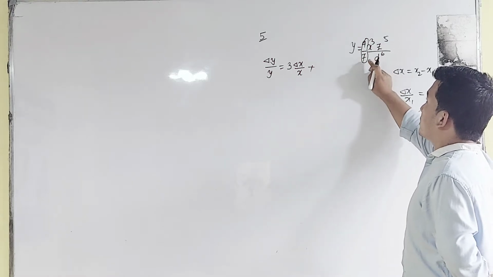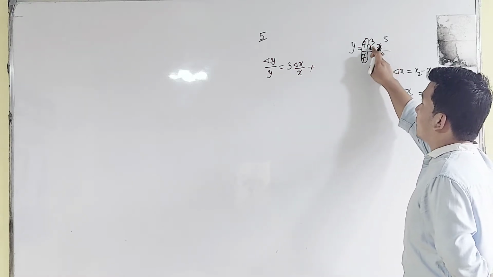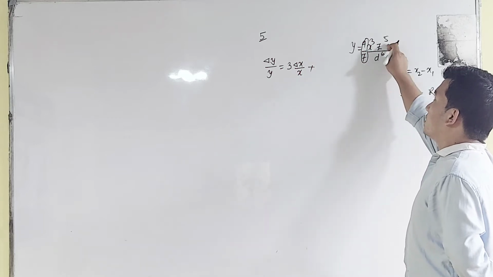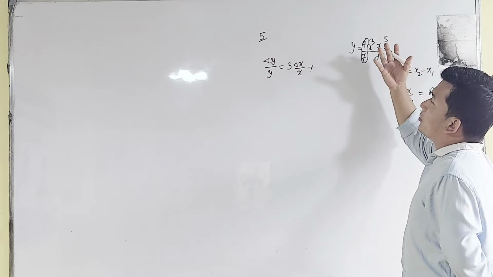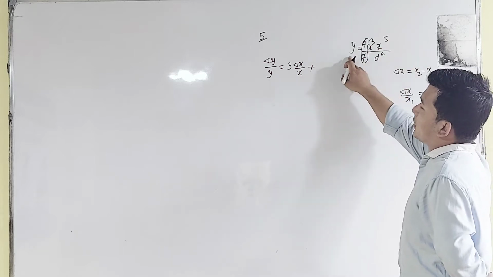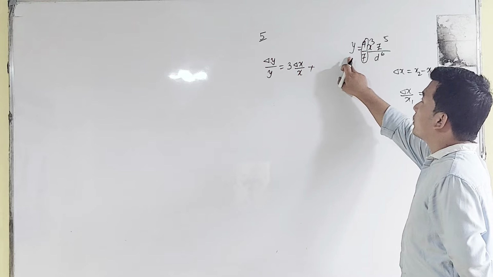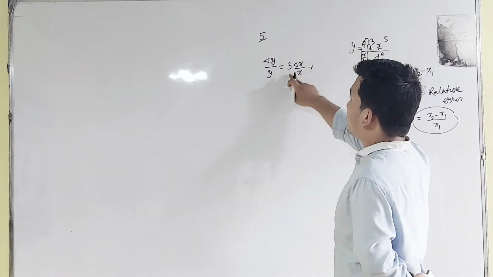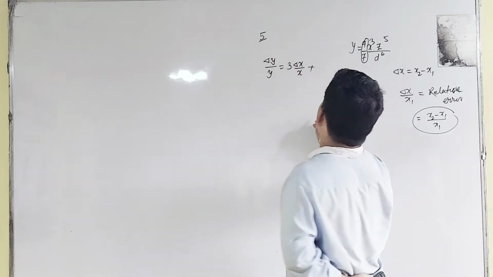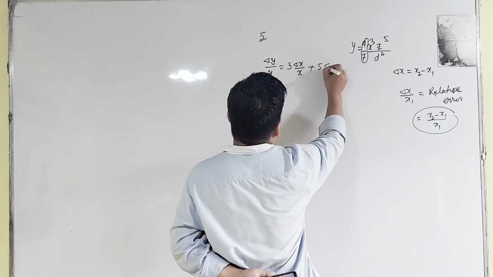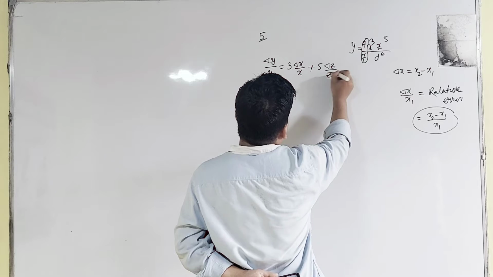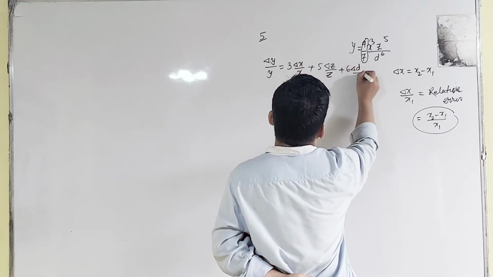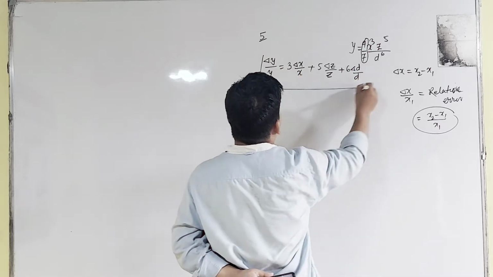If there is any mistake or error in x, then there will be error in y. If there is any error in d or z, then automatically error will be in your y measurement. Therefore, relative error should be added, and power should become the multiplier: 5 delta z divided by z plus 6 delta d divided by d. This is the way to calculate our relative error.